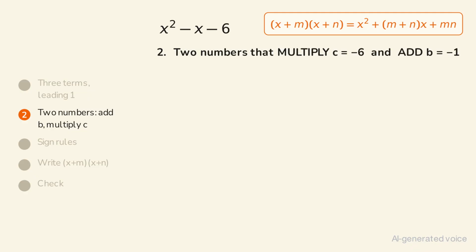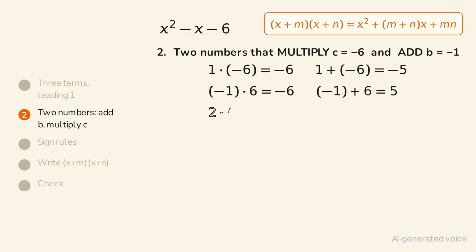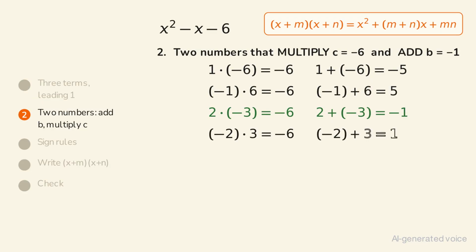Step 2, and it's the heart of the method. We look for 2 numbers that multiplied give minus 6, and that added give minus 1. Let's try the pairs that multiply to minus 6. 1 and minus 6 multiply to minus 6, but add to minus 5. Minus 1 and 6 add to 5. 2 and minus 3 multiply to minus 6, and added they give minus 1. Minus 2 and 3 also multiply to minus 6, but add to 1, so it doesn't work. Our 2 numbers are minus 3 and plus 2.